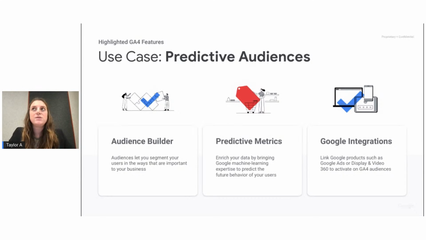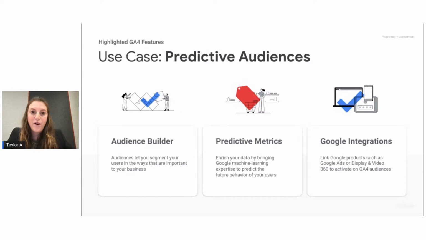So if you produce content, let's say every other day, and you have a likelihood to churn within the next 7 days, that's not good, because that means that user is not coming back to fulfill their content needs on your site. Last but definitely not least is our Google integration.